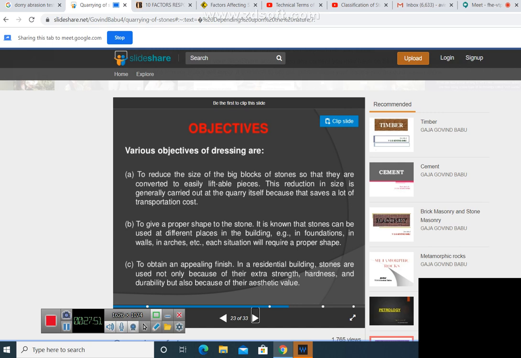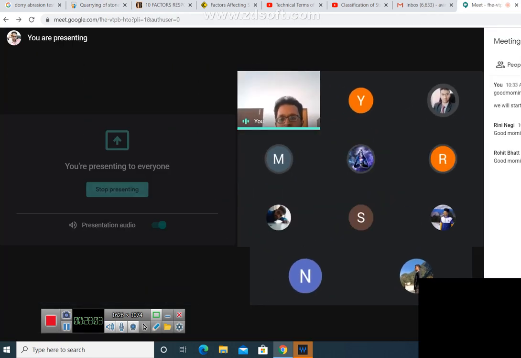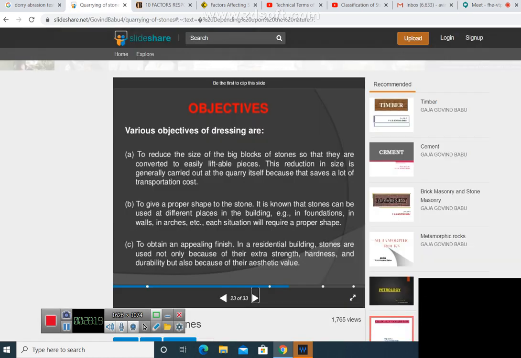To obtain an appealing finish. In a residential building, stones are used not only because of their extra strength, hardness and durability, but also because of their aesthetic value. So, what are the various objectives of dressing? First of all, you don't need to pay unnecessarily. So, in order to avoid paying transportation cost for unwanted material, dressing of stones will be carried out in the site itself. That is one objective.